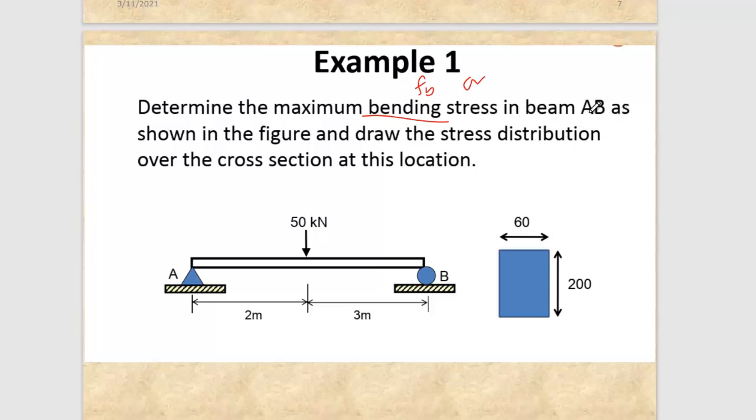In beam AB, here a beam AB is given, with one pin support and one roller support as shown in the figure. After that you need to draw the stress distribution over the cross section at this location.